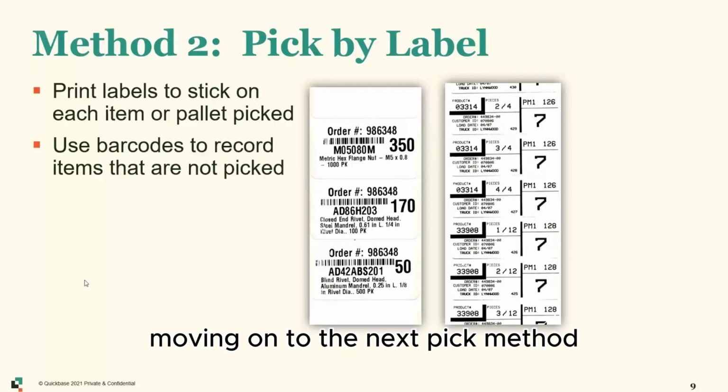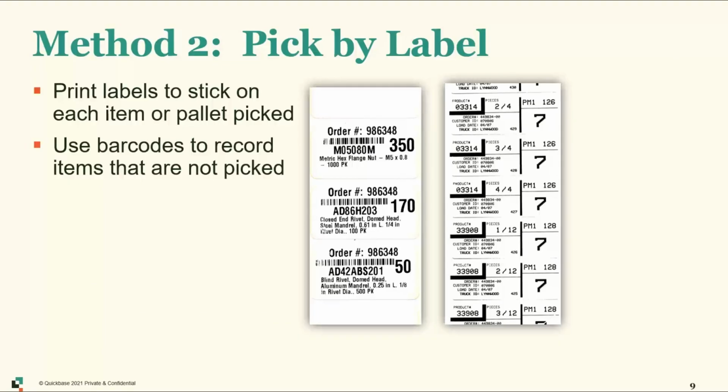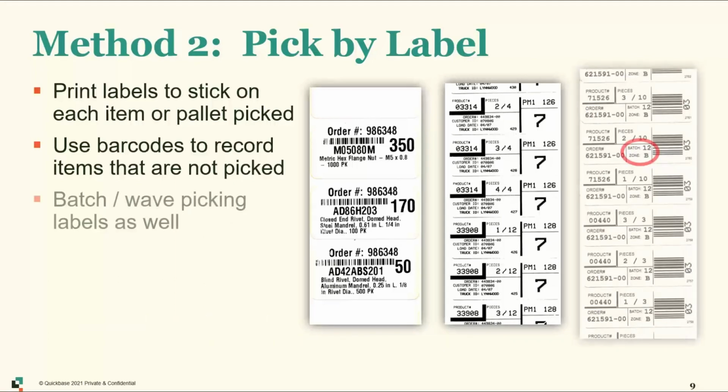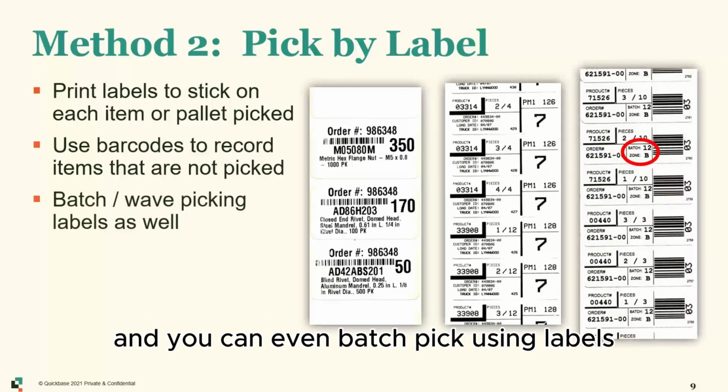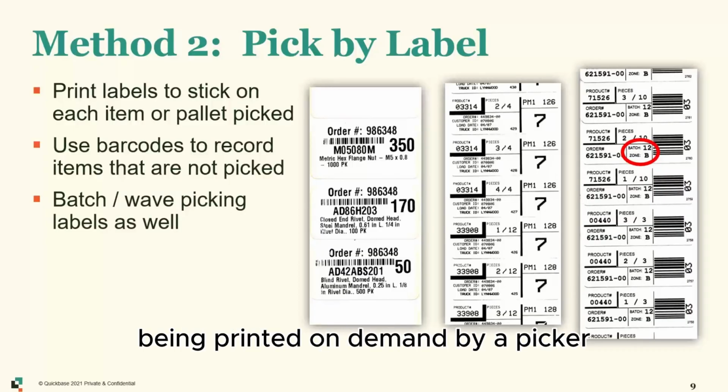Moving on to the next pick method, pick by label enables pickers to pick using labels printed with the order information. Barcodes on the label enable pickers to easily indicate when an item is short. And you can even batch pick using labels. Let's take a quick look at labels being printed on demand by a picker.